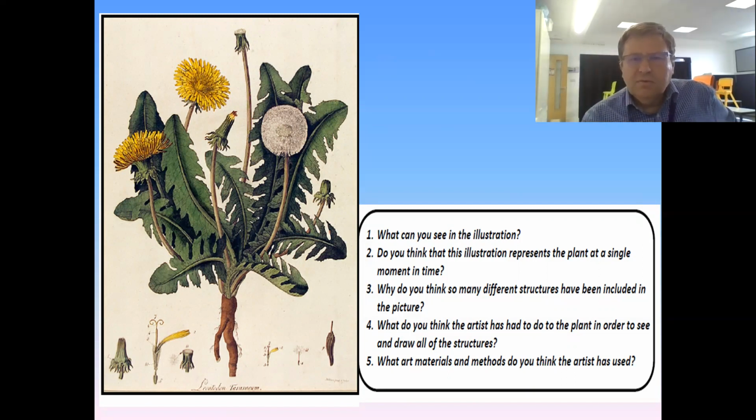And what do you think the person had to do with the plant in order to draw the picture as it is? What did they actually have to do in order to draw the plant in this much detail and with all these features in it? What art materials do you think they've used? Think very carefully, look very carefully at the picture. What materials do you think they've used to draw this picture? So pause the video, talk to someone about answering these questions, and we'll come back in a minute. So pause it now.